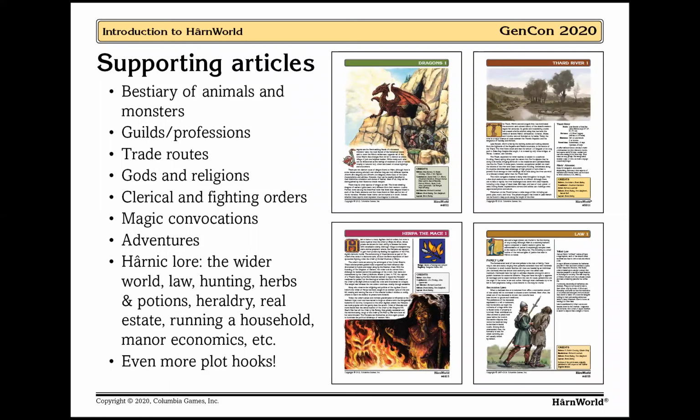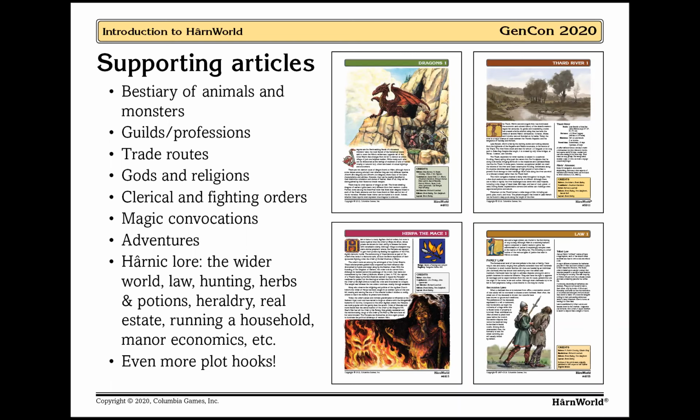And if there's something you're interested in that we don't have an article on, there might be someday, and maybe you're the one who can help us write that. So all of these supporting articles contain more plot hooks. Just by thumbing through the law article, you could get all sorts of ideas of fun situations to put your PCs in.